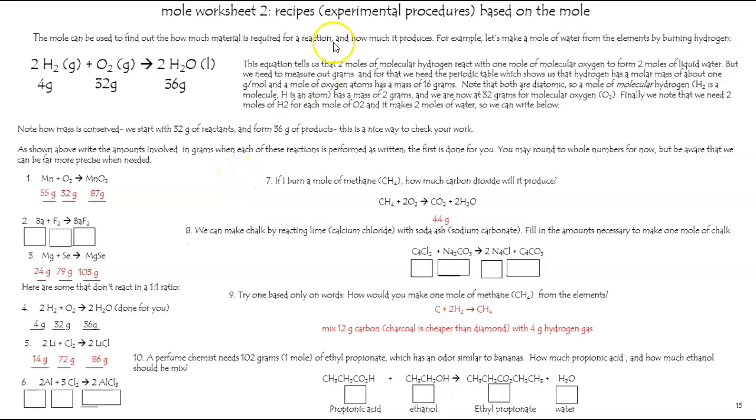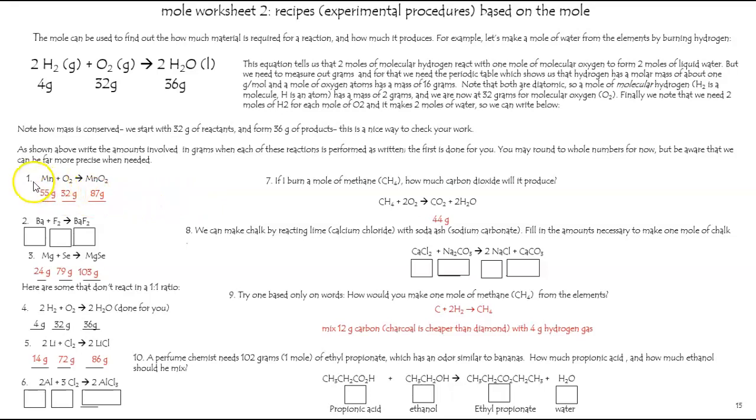Hey, this is Dr. B again, and in this video, we're going to give you some assistance with mole worksheet number 2. This is for any student who needs to come up with an experimental procedure based on a balanced chemical equation. This is a very powerful thing. This means that if you are interested in performing a chemical reaction, you write down what it would be balanced, turn the balanced chemical equation into grams, and you're done. Let's take a look at number 1.